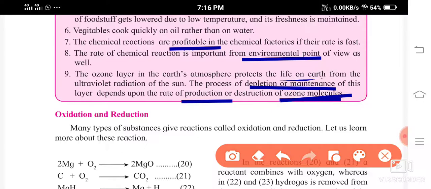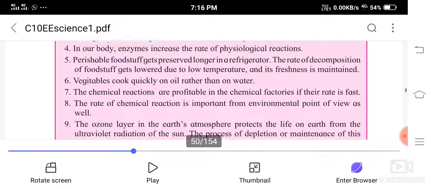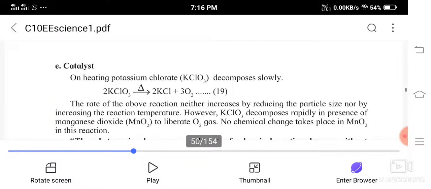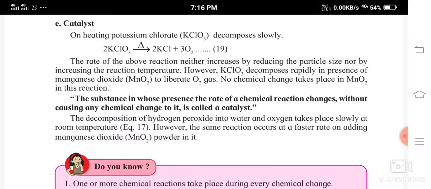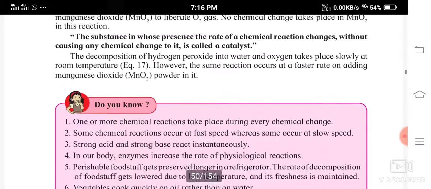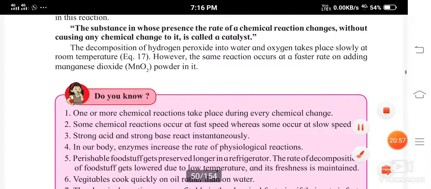You came to know that the ozone molecules formed, and the hole which had been formed in the ozone layer was recovered, isn't it? Yes. So these were the 5 factors which affect the rate of chemical reaction.